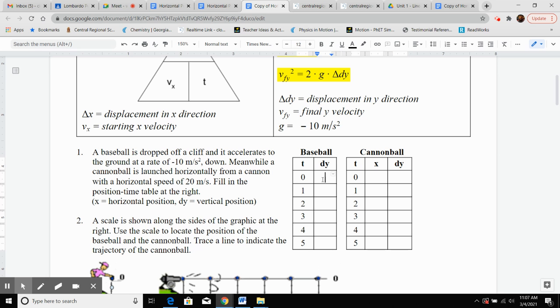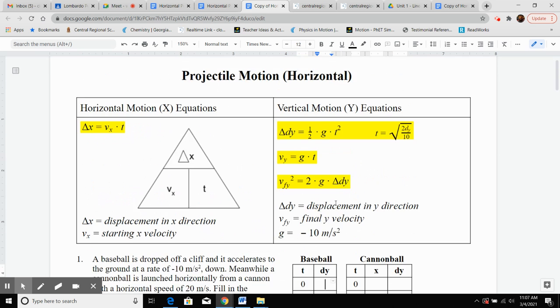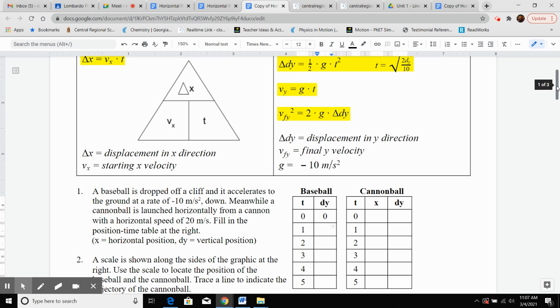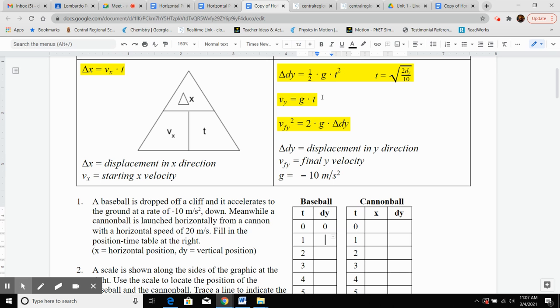So they want us to find, first of all, its vertical displacement. So I go up and I look for my equation, dy, which is 1/2 of g times t squared. So very simple, we're going to just take the time, square it, times it by negative 10 for g, and then divide it by 2. So 0 squared is 0, 0 times anything is 0. So at 0 seconds, we're not displaced at all. At 1 second, 1 squared is 1. 1 times g, which is negative 10, is negative 10. Cut that in half, negative 5.